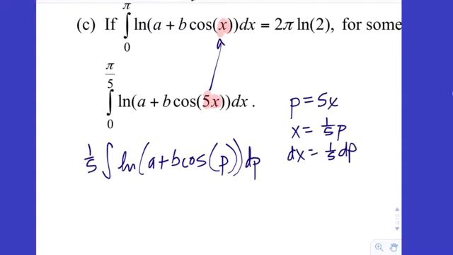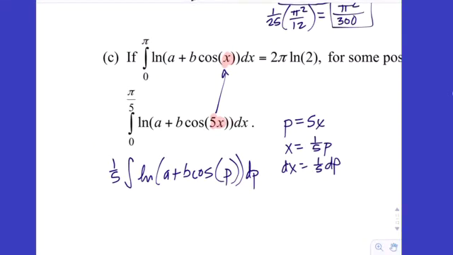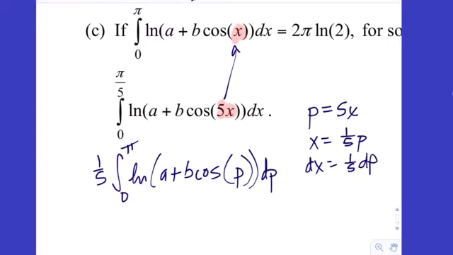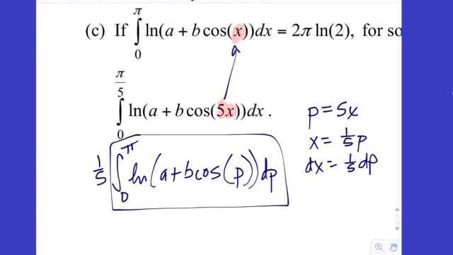But as was pointed out in the previous problem, the intervals of integration have to match up. So we got another one to go. Let's go ahead and do that. When x is 0, what is P? 5 times 0 is 0. And when x is pi fifths, what is P? It's 5 times pi fifths, which is pi. So there you go. Since it's a definite integral, we have matched it up to this form.